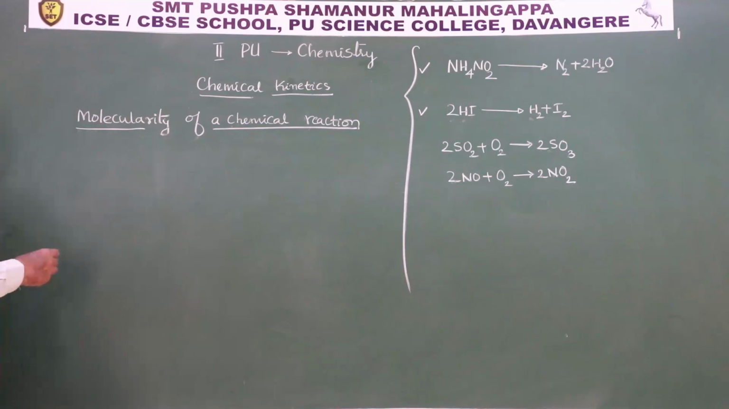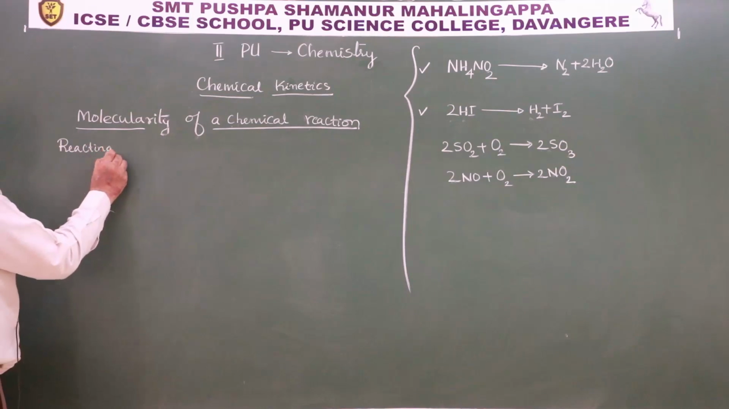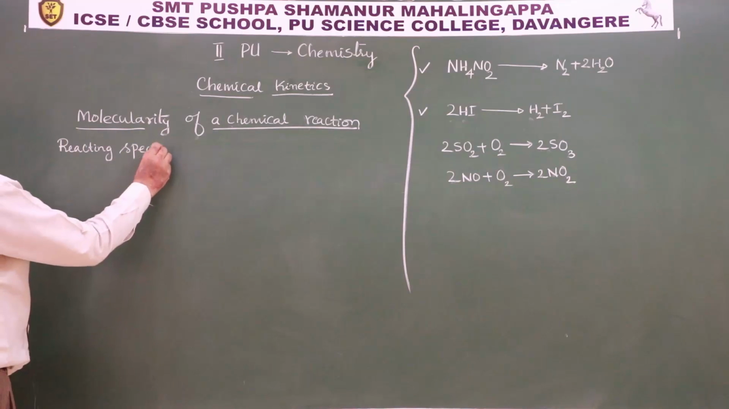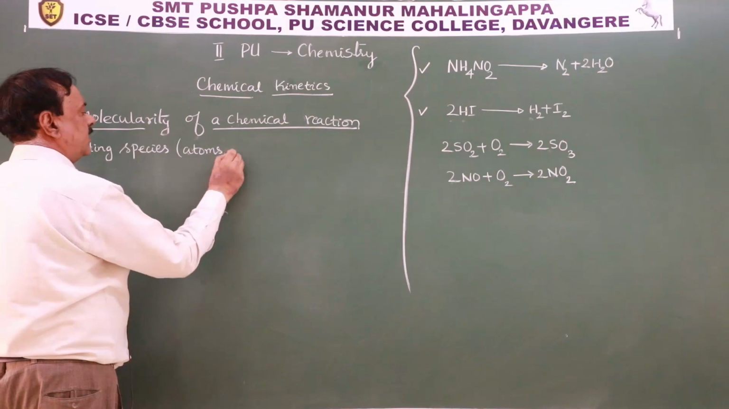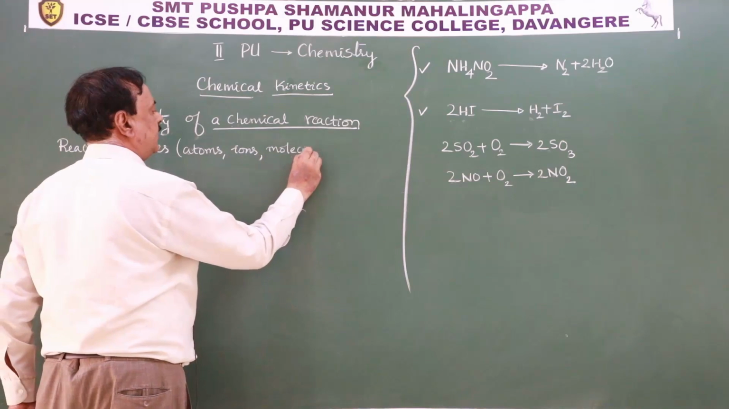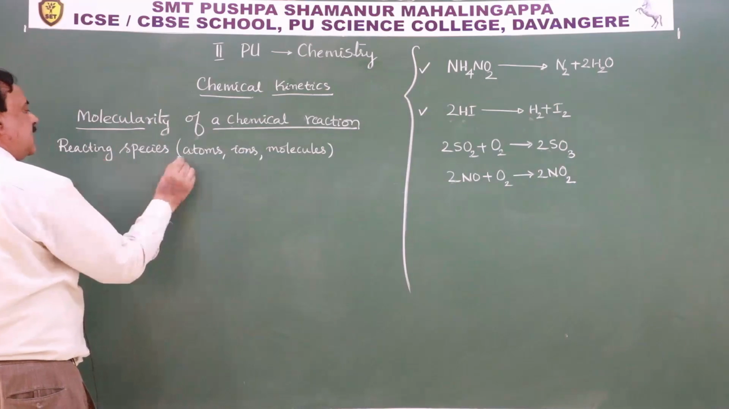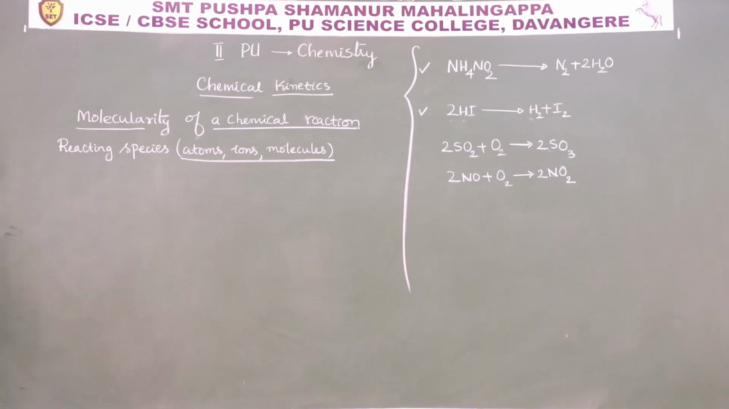Which type of species? Reacting species in the chemical reaction. What are the reacting species? They may be either atoms or ions or molecules. I will call these the reacting species. If only one reacting species is involved, it means one atom, or one ion, or one molecule is involved. If two reacting species are participating in the chemical reaction, it implies either two atoms, or two ions, or two molecules are involved.